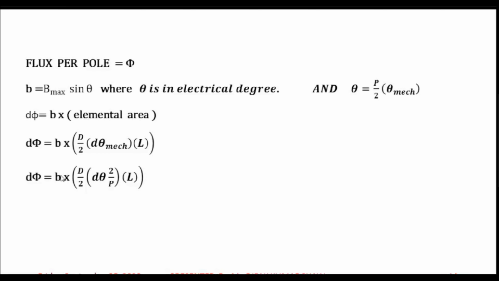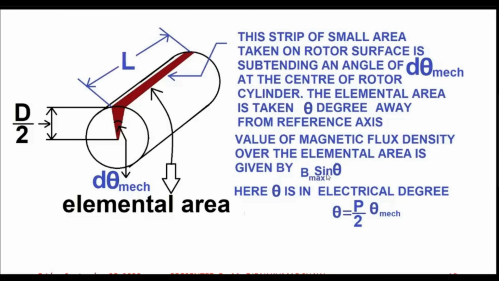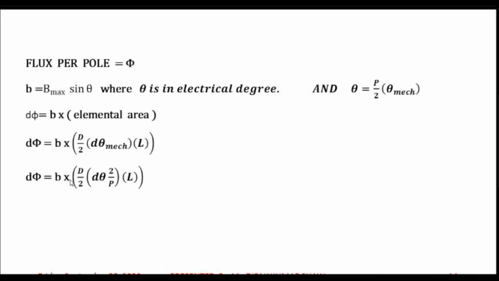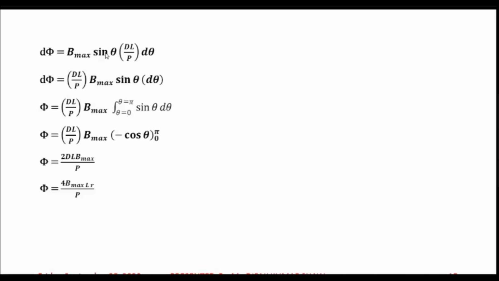After that we can write, as said here, that Bmax sine theta is the value of magnetic flux density over this strip of area. Now what do we want to find? We want to find the flux per pole. Now, what is the span of a pole? The span of a pole is 180 degrees electrical.